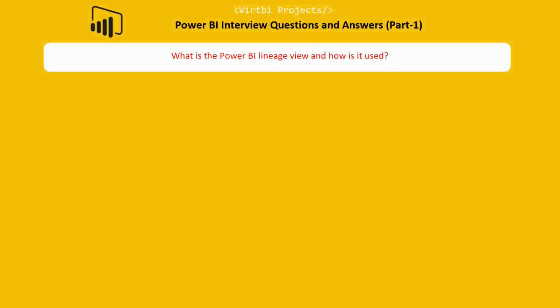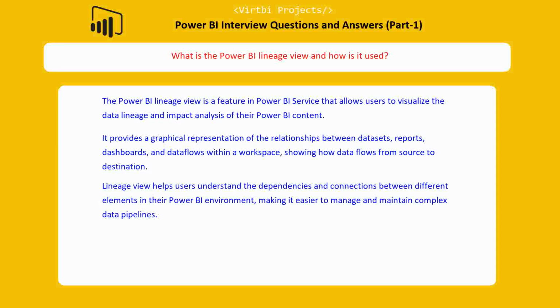What is the Power BI Lineage view and how is it used? The Power BI Lineage view is a feature in Power BI Service that allows users to visualize the data lineage and impact analysis of their Power BI content. It provides a graphical representation of the relationships between datasets, reports, dashboards, and data flows within a workspace, showing how data flows from source to destination. Lineage View helps users understand the dependencies and connections between different elements in their Power BI environment, making it easier to manage and maintain complex data pipelines.